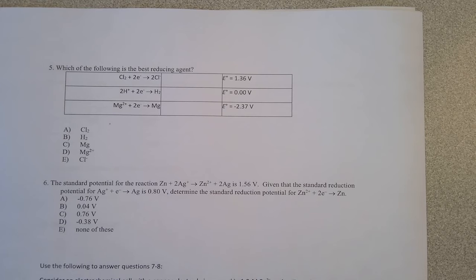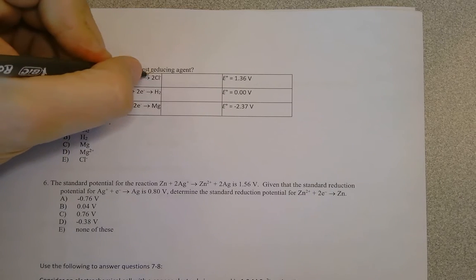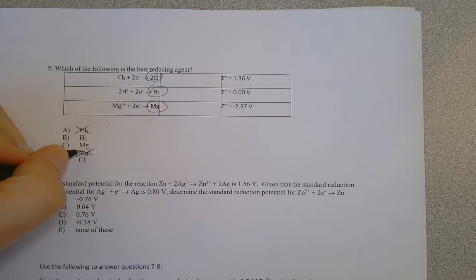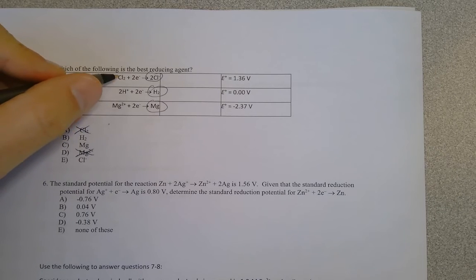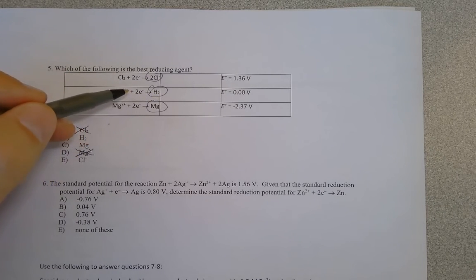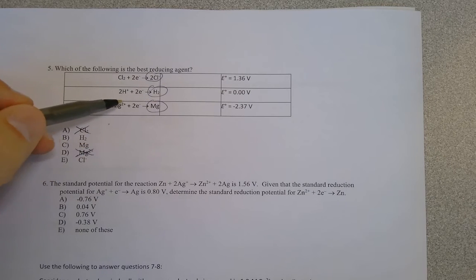Which of the following is the best reducing agent? Now a reducing agent is something that wants to be oxidized. So we're going to be looking at one of these products as our answer. If I see Cl2 in here, it can't be that. If I see Mg+2, it can't be that, right? Because these are written as a reduction, so those would be an oxidizing agent. So it has to be one of these three.